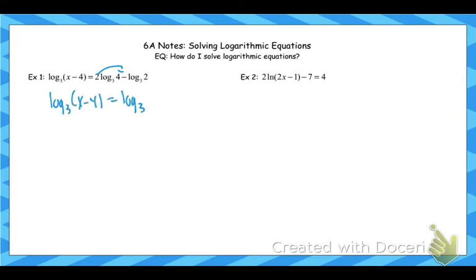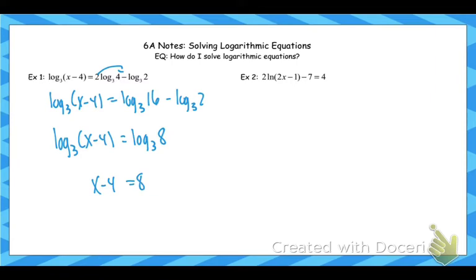So that would become 4 squared. And I also know if I have two logs that are subtracted, I can divide the arguments. Well, then at this point, if you have two logs with the same base that are equal to each other, then at that point, all you need to do is set the arguments equal to each other. Now, that's the only way that these will be equivalent. So at this point, x minus 4 is equal to 8, and I get that x equals 12.